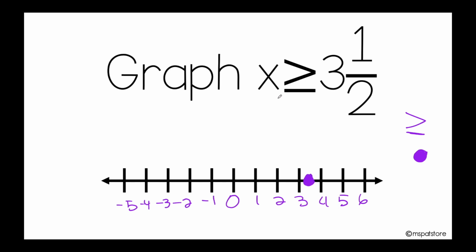So it says x is greater than or equal to 3.5. So which are the values that actually meet this criteria? Well, 4, 4.5, 5, and so on. So you need to draw the arrow pointing to all the values that are greater than or equal to 3.5.